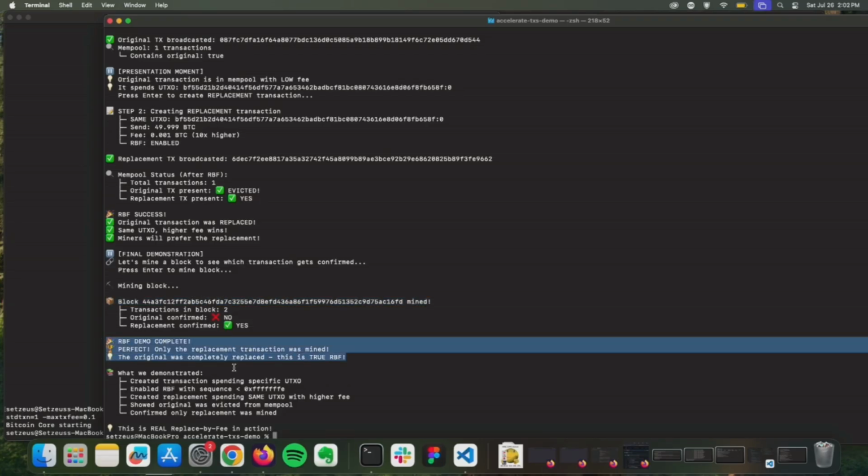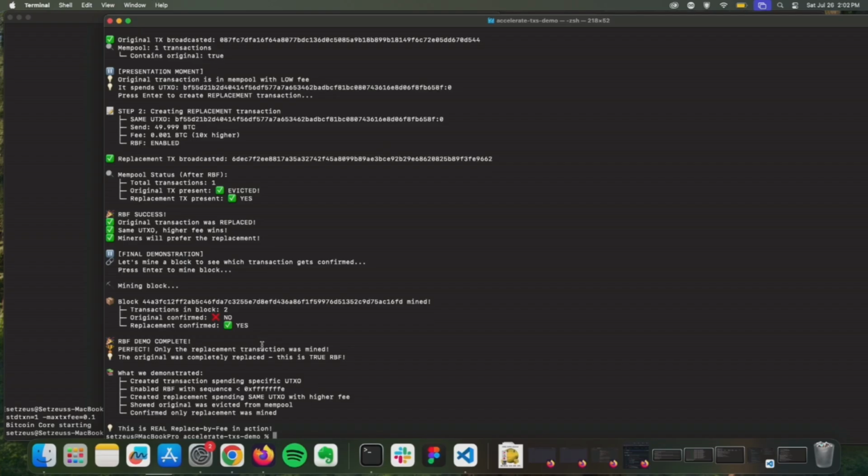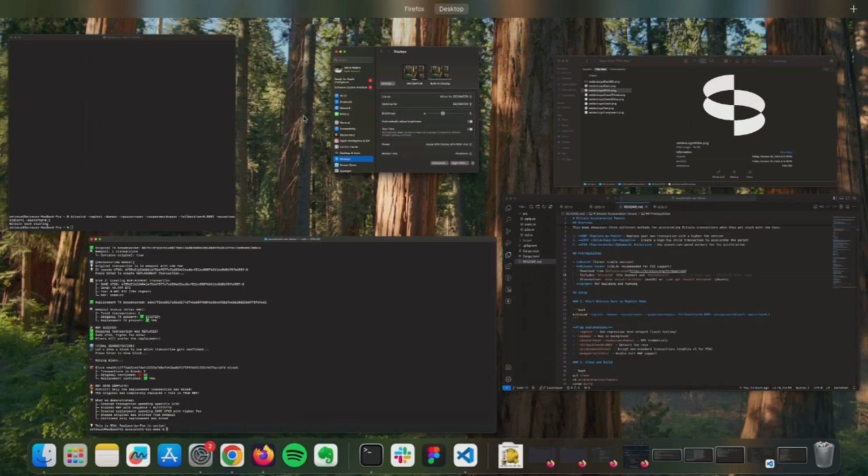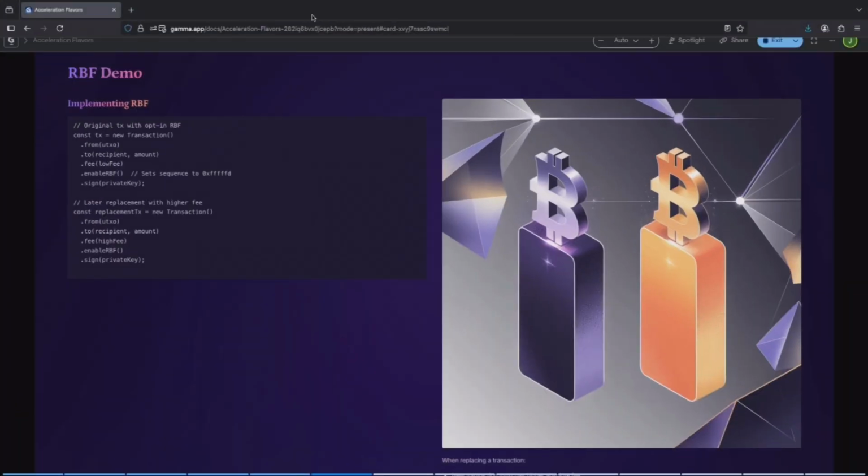Cool. So again, this was a fairly straightforward example. You have one transaction broadcasted, low fees. You recreate the same transaction, much higher fees. You push it through. And again, this is probably the flavor of acceleration that most people are already familiar with.